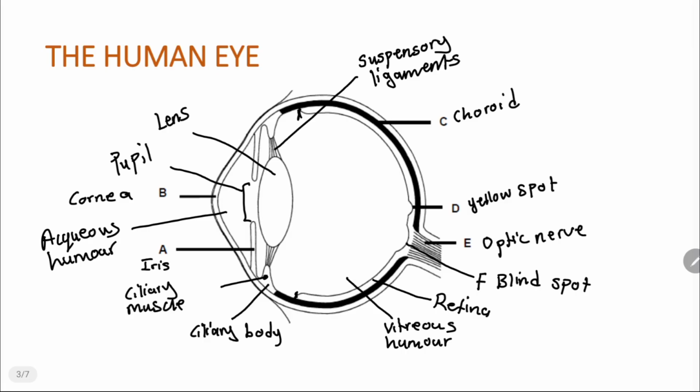Right. Now, these are all the parts that we will need to be able to label in the human eye. It is quite a lot of them. But we are not supposed to be limited to being able to only label them. We are supposed to know the functions of each and every part in this diagram.